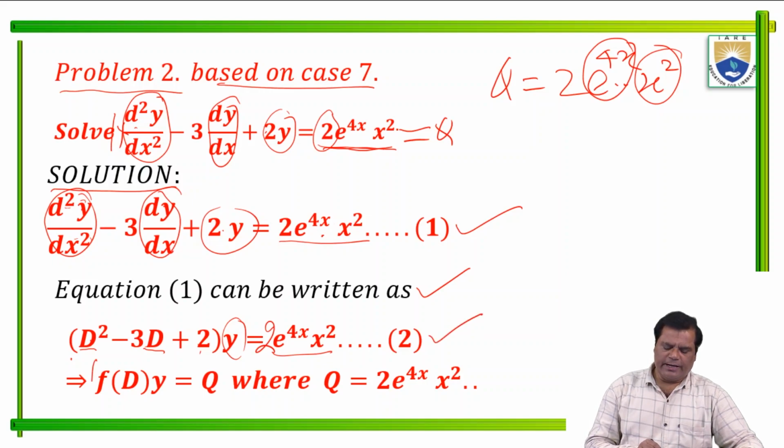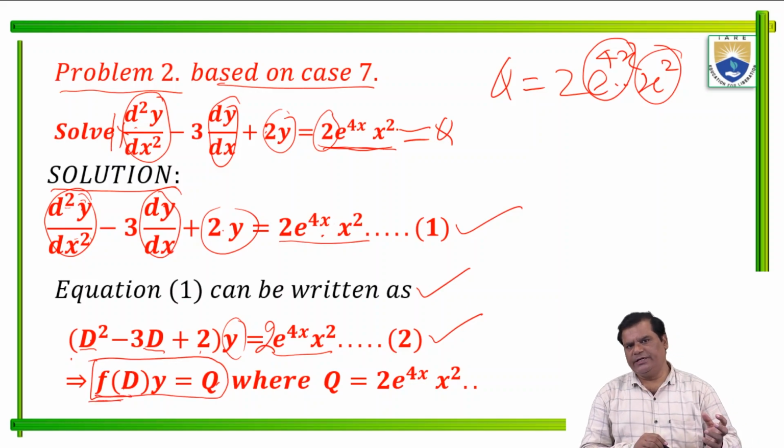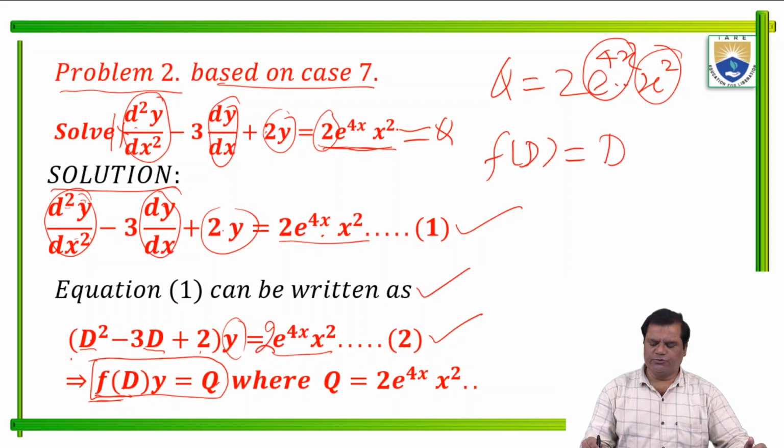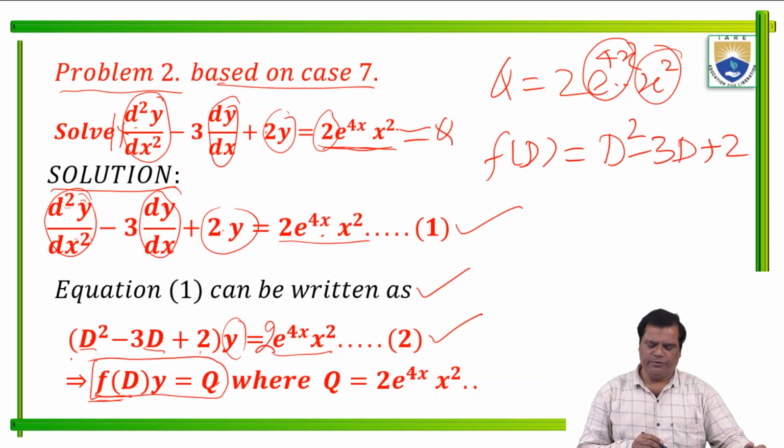This equation can be written in this general form: f(D)y = Q. Here f(D) is some function of D. What is f(D) in our question? f(D) is D² - 3D + 2. Okay.